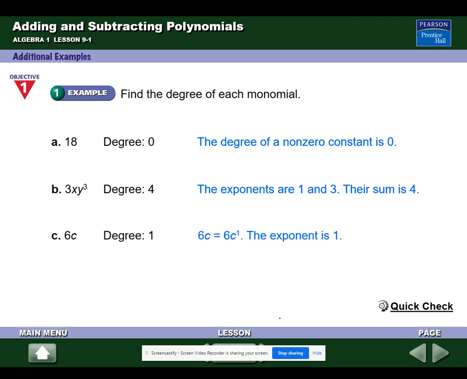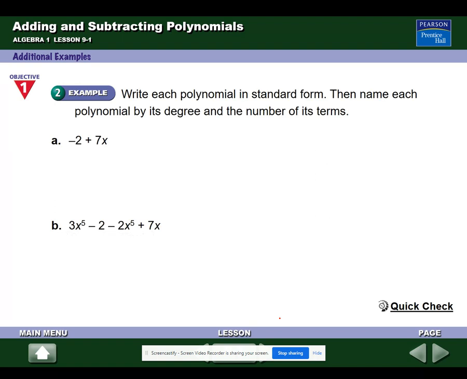Okay, next example. Write each polynomial in standard form. Like we said in the notes, standard form meaning descending order. Then name each polynomial by its degree and the number of its terms. -2 plus 7x is not in standard form, so we should switch those two terms around. 7x minus 2 would be in standard form. 7x minus 2, standard form, descending order. And then this would be, as we just went over, a linear binomial. Linear based on its degree, binomial based on the number of terms.